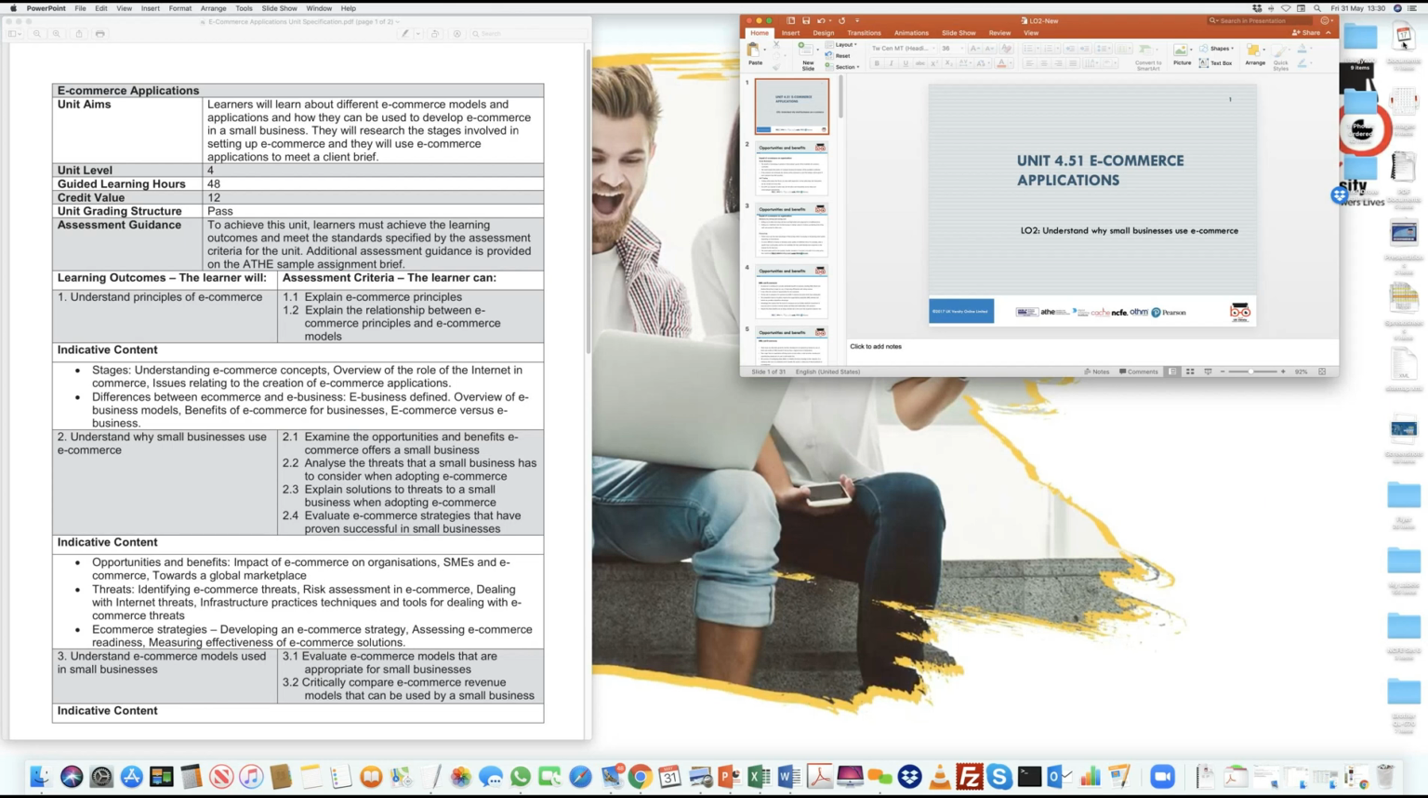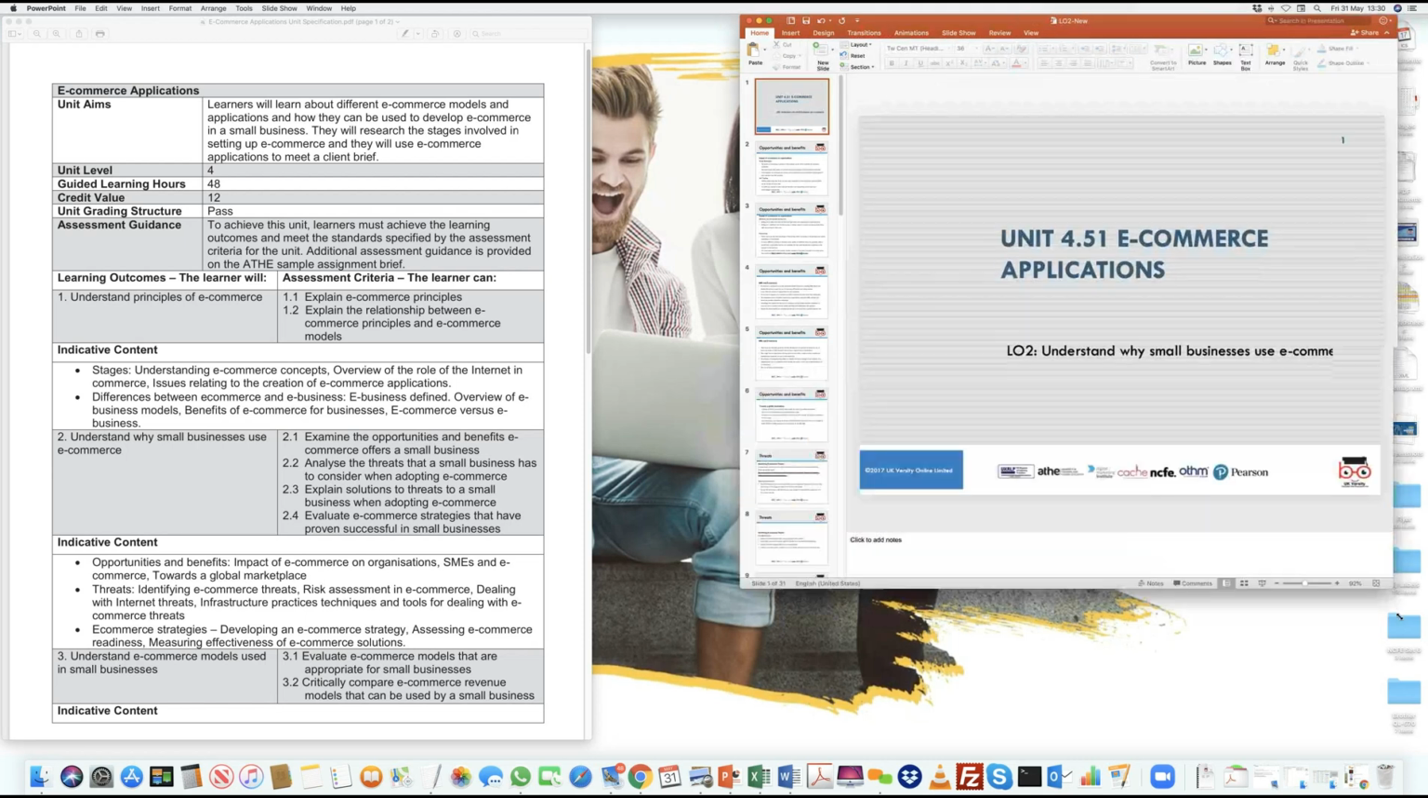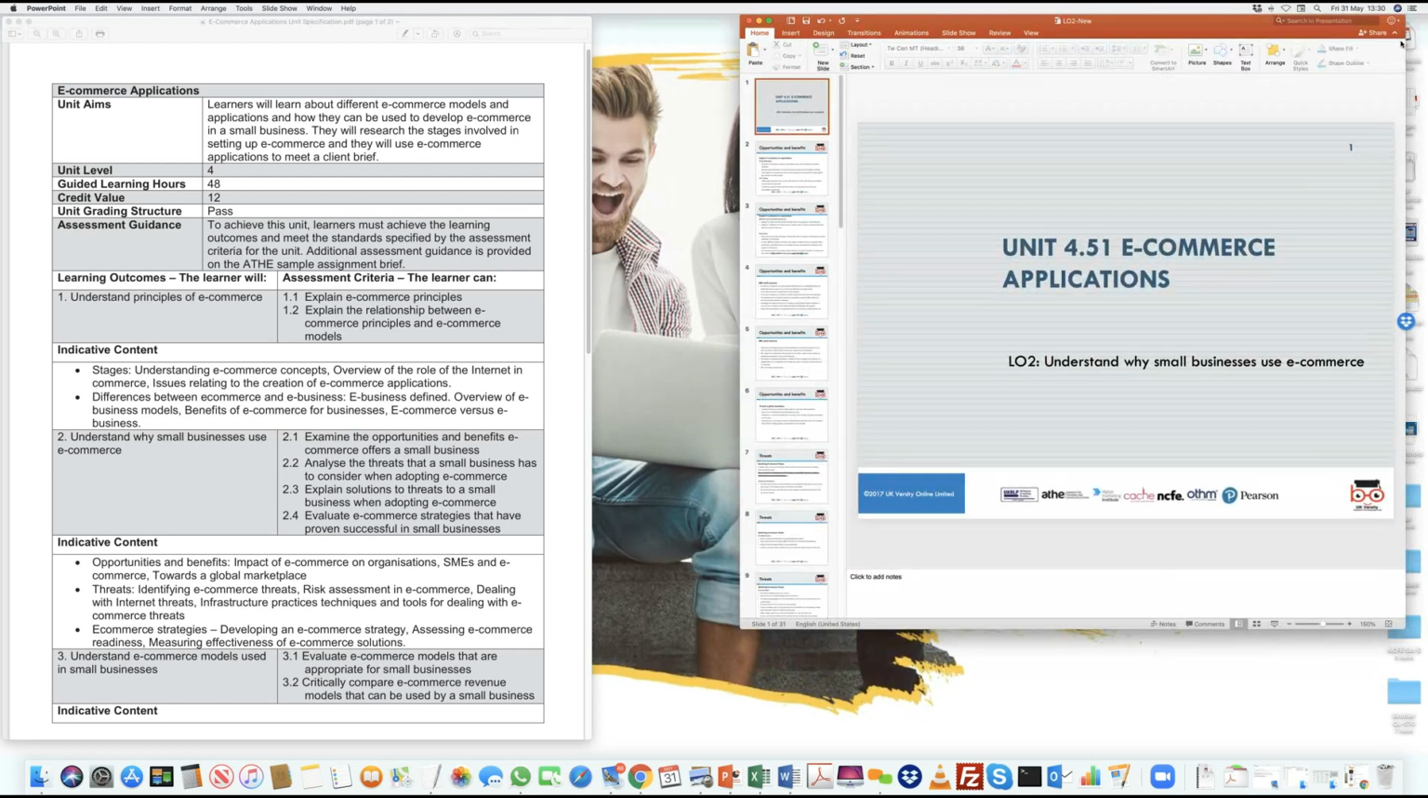Has that been clearly understood in terms of learning outcome one? Yes, sir. Any questions on this so far? No, not right now. I would have questions later on, but not right now.